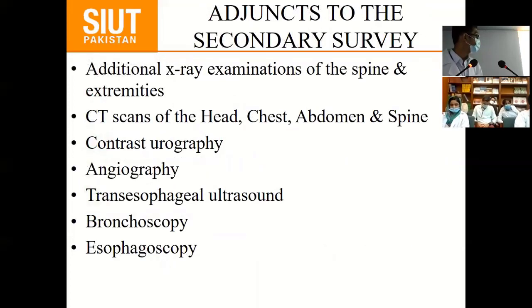Adjuncts to the secondary survey include additional X-ray examination of the spine and extremities, CT scan of the head, chest, abdomen, and spine, contrast urography if suspecting any urological trauma, angiography, transesophageal ultrasound, bronchoscopy, or esophagoscopy.